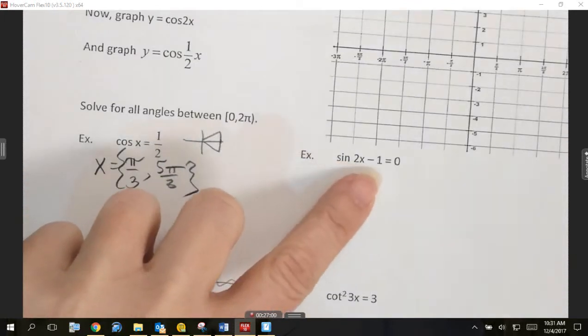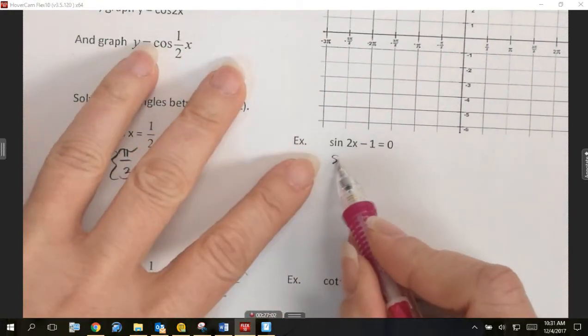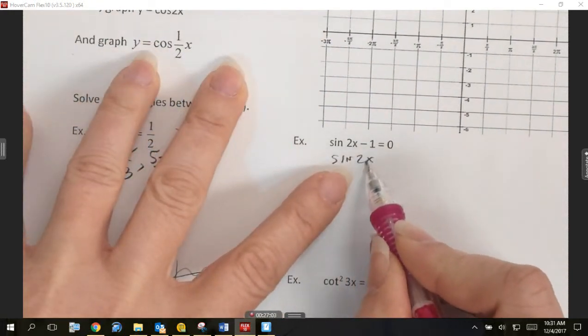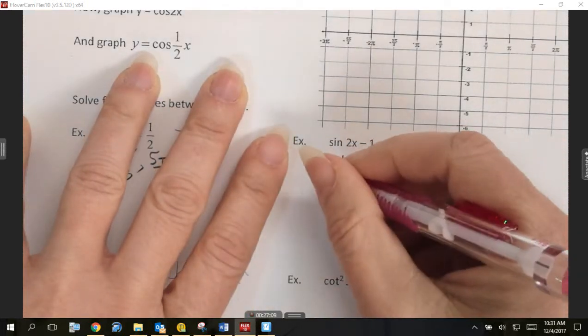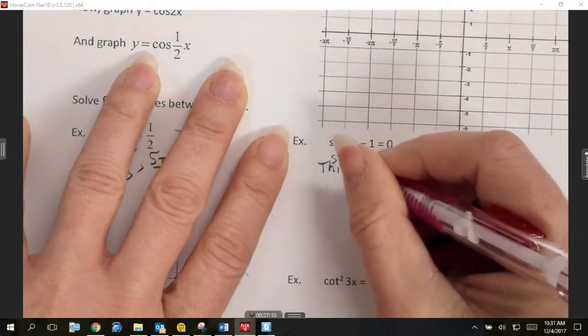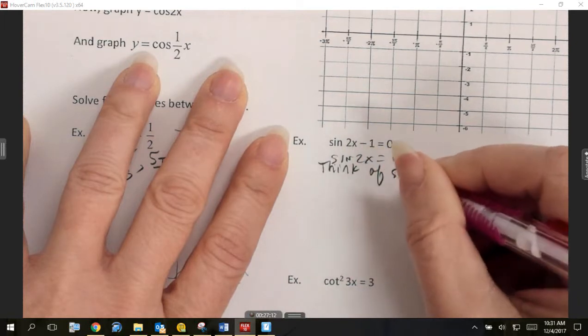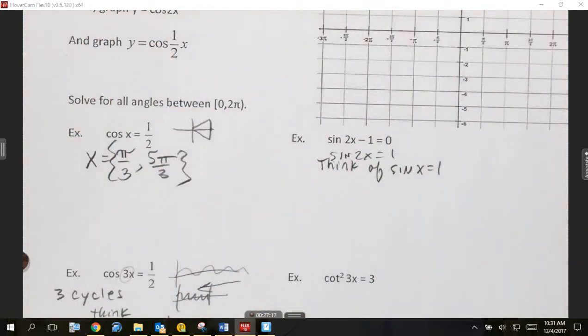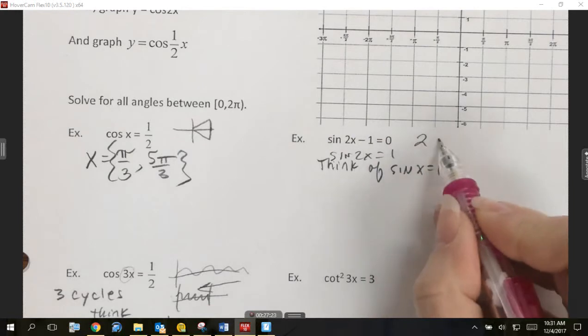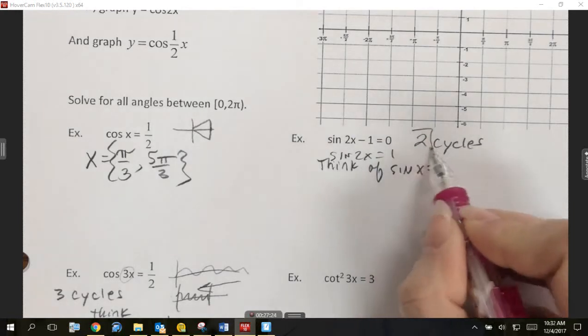So I have sine 2x minus 1 equals 0. I'm going to rewrite that as sine 2x equals 1. And then I'm going to think about just sine x equals 1. I'm going to think where sine x equals 1. I also need to know how many cycles I'm going to have. I'm going to have 2 cycles.